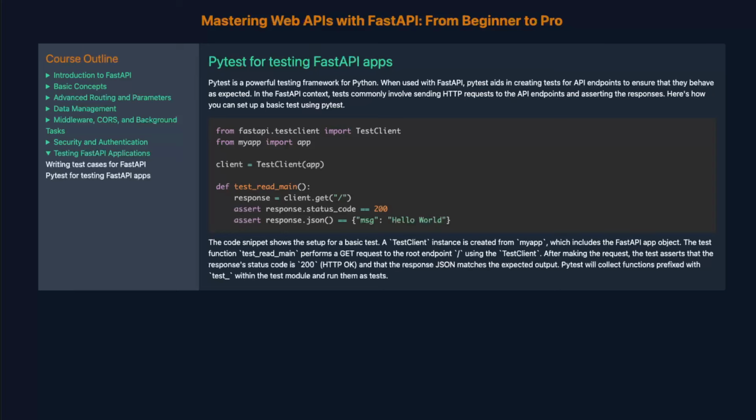The code snippet shows the setup for a basic test. A TestClient instance is created from my_app, which includes the FastAPI app object. The test function test_read_main performs a GET request to the root endpoint / using the TestClient. After making the request, the test asserts that the response's status code is 200, HTTP OK, and that the response JSON matches the expected output. Pytest will collect functions prefixed with test within the test module and run them as tests.